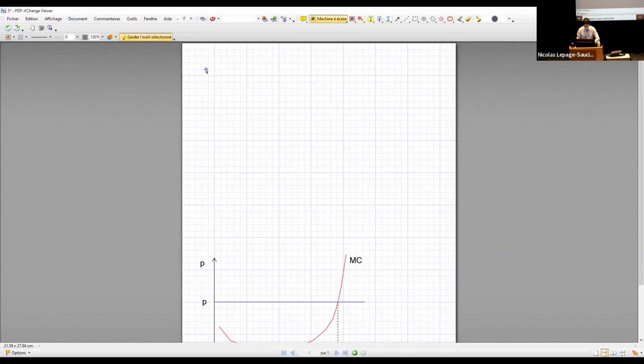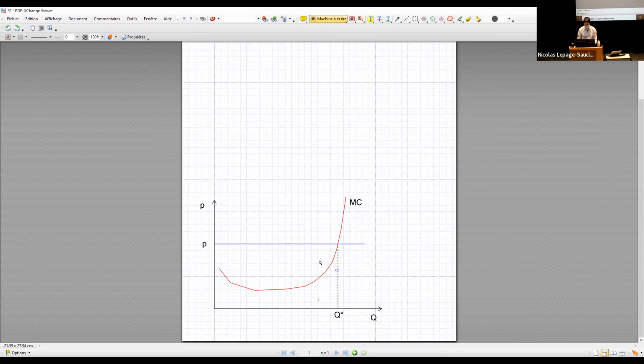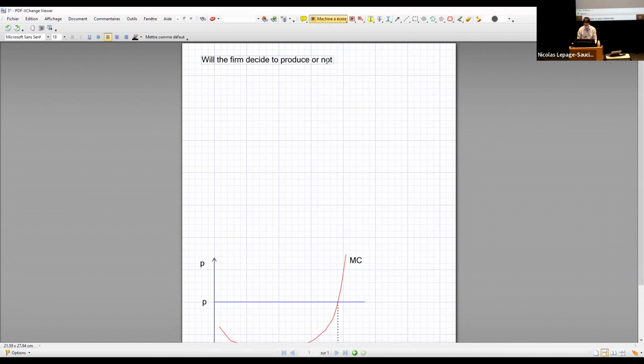Okay, so now the first question was, will the firm decide to produce or not? We started by asking, if the firm does produce, what is going to be the production? We see it's Q star, defined by price equals marginal cost. To answer that, let's go back to what the profit is. If the firm produces, the profit, pi, equals P times Q star.